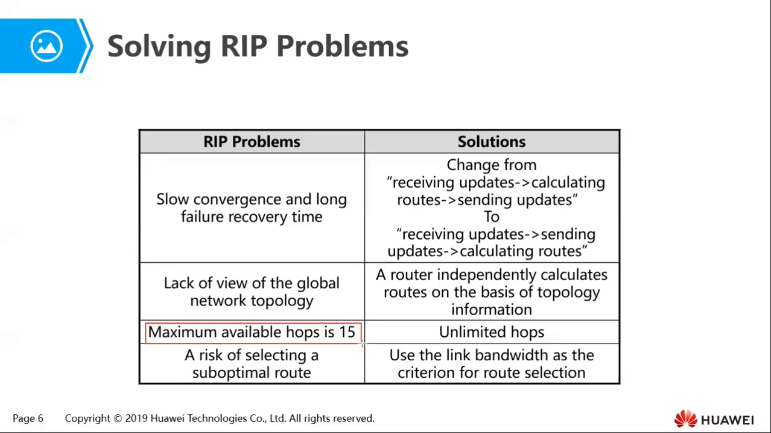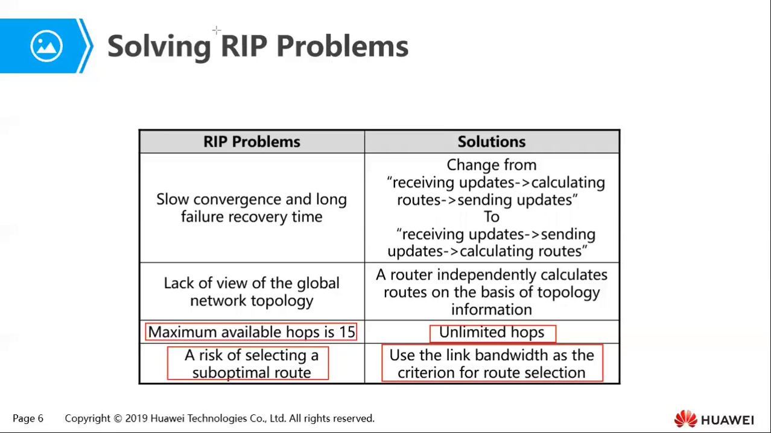Then we have the other problem, maximum available hops, 15. The solution is just to ensure that we have unlimited hops. The last one is the risk of selecting a suboptimal route. So use the link bandwidth as the criteria for route selection.